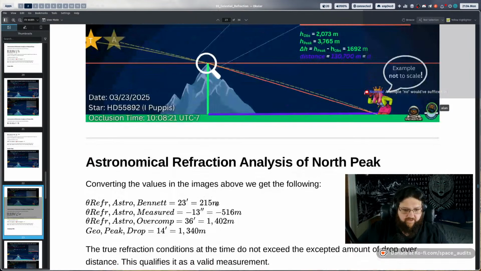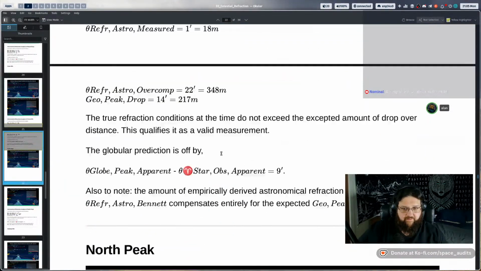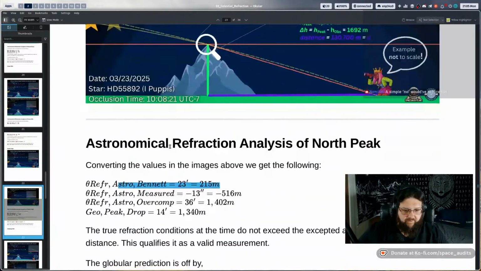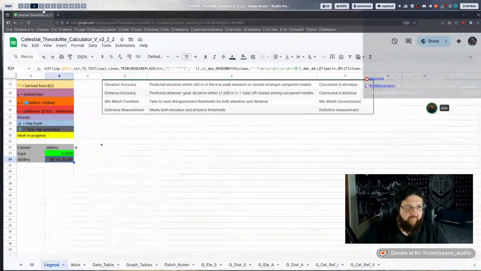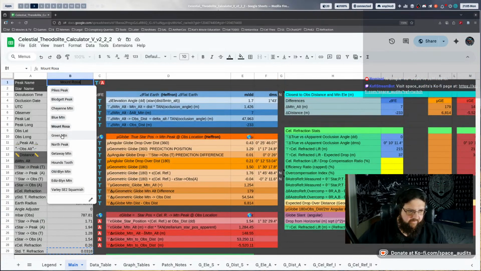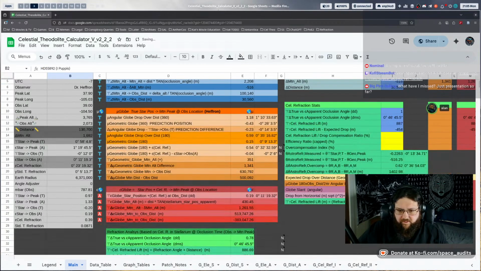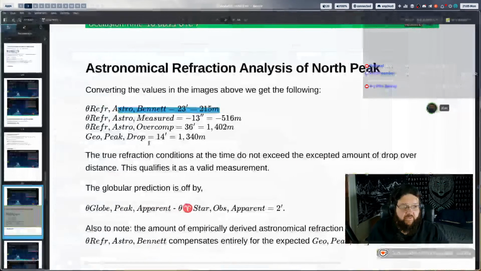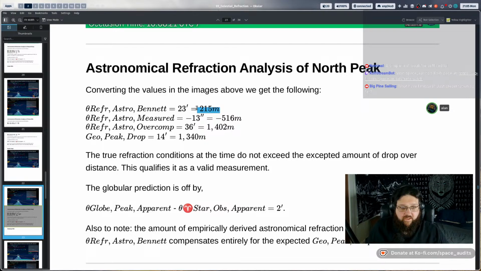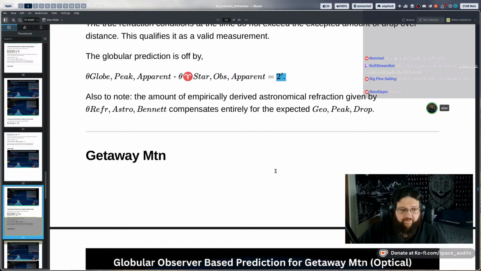Absolutely insane. And actually, I think I copy pasted that from the previous, so that's not the right value. Give me 1 second. 255 converted to an angle. Yeah, that should be 886. So this value here should be 886, not 215. But anyway, again, the globe's off by 2 arc minutes.